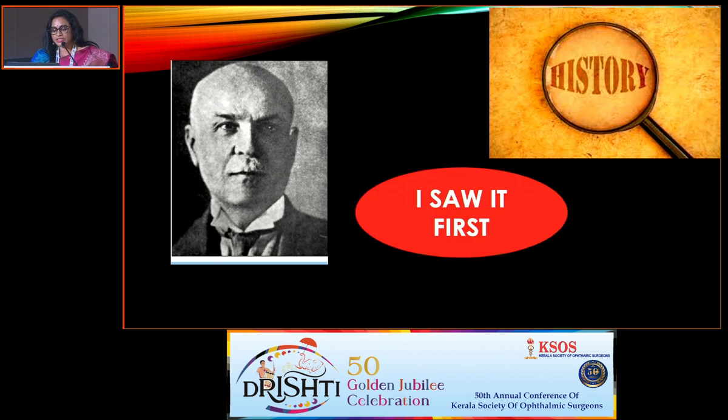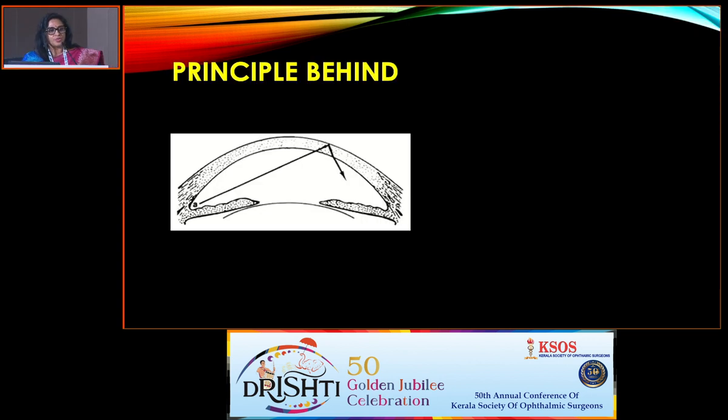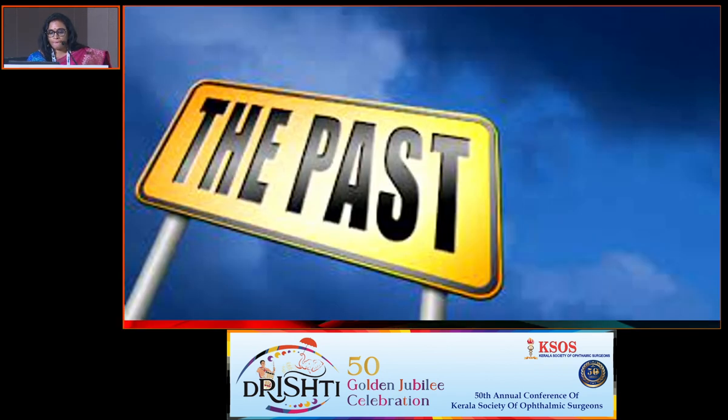So I think these slides are already talked about. The principle behind gonioscopy, as we all know, is that because of the total internal reflection, you are not able to visualize the angle. So now we are talking about the direct gonio lens. The convex surface which is kept over the cornea bypasses or eliminates this total internal reflection. The difference here is there's no mirror in this lens, so you visualize the angle in the same angle which you're seeing. It is not reversed or inverted.